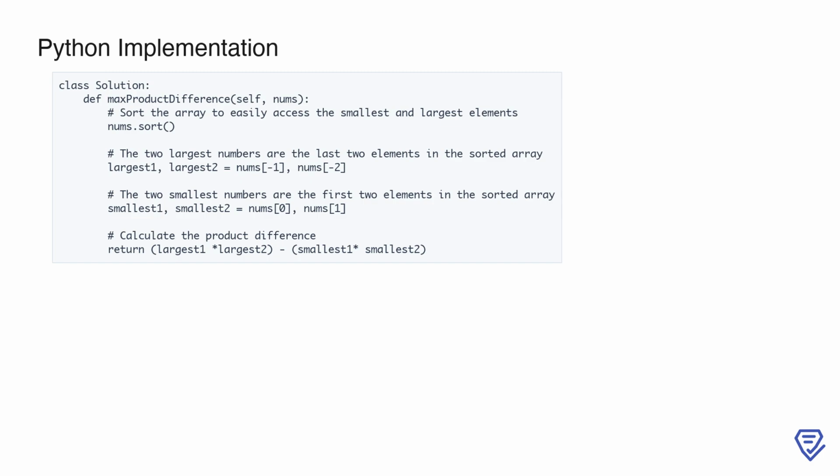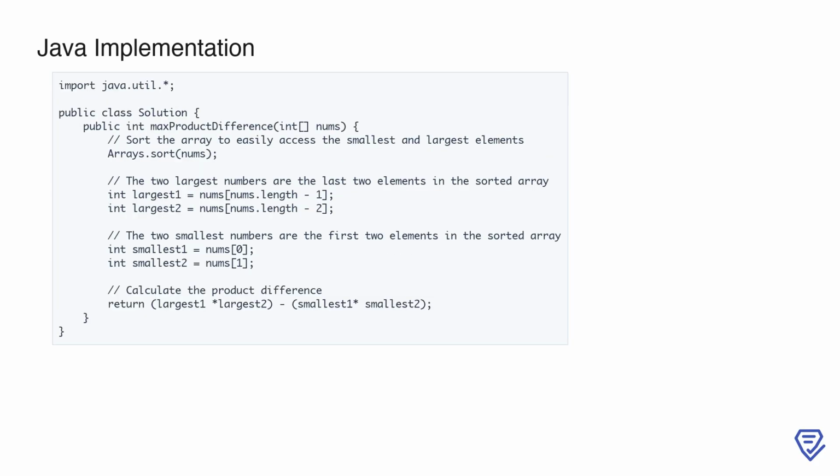This is the Java implementation of the LeetCode problem number 1913, maximum product difference between two pairs. The logic matches the Python solution, where we first sort the input array. The two largest numbers are accessed from the end of the sorted array, and the two smallest numbers are accessed from the start. The product difference is then calculated. Differences include the use of Java's Arrays.sort for sorting and explicit type declarations.